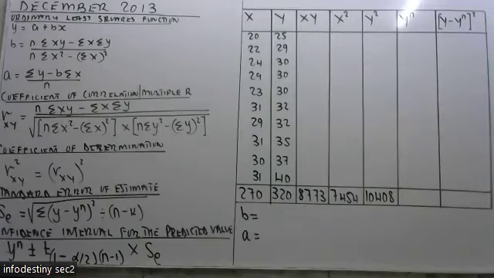Zero point eight. And square root is 3.6. So 3 divided by... why is equal to a plus bx.